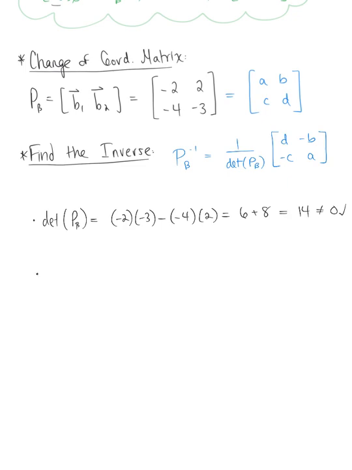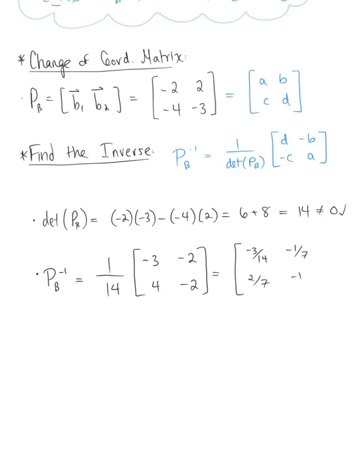We also know, because our change of coordinates matrix is defined by the vectors that make up our basis, that it's automatically invertible, because by definition the basis is linearly independent. So let's go ahead and find our inverse matrix. We have 1 over the determinant, so this is 1/14 multiplied by the matrix -3, -2, 4, -2. And we can distribute our determinant, so we're left with -3/14, then -1/7, then 2/7, and then another -1/7.